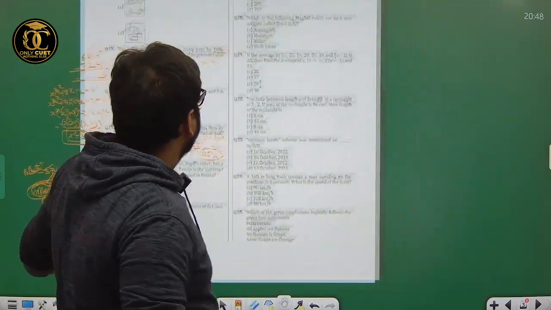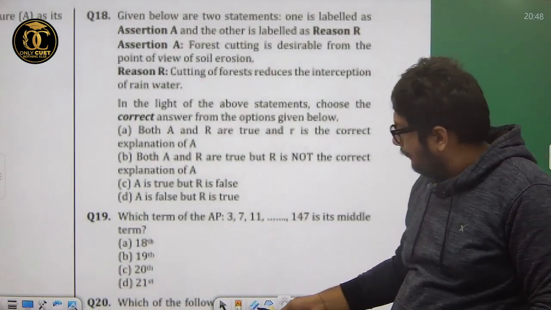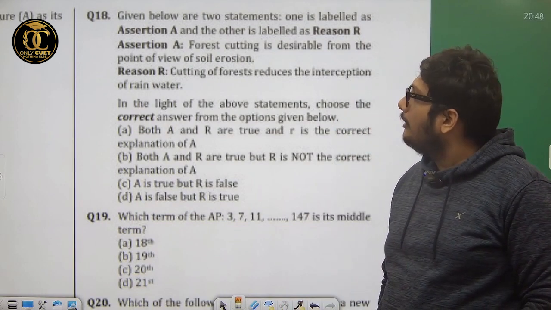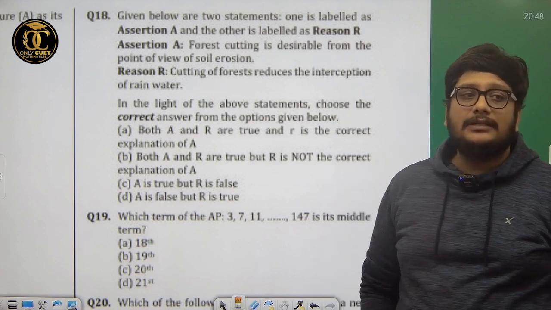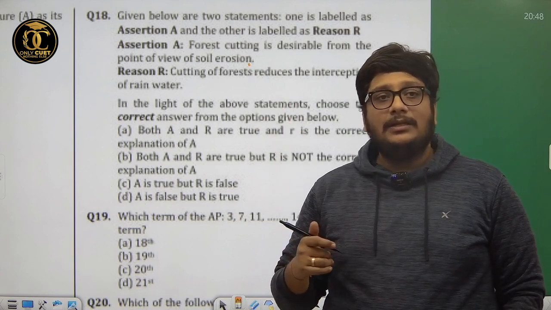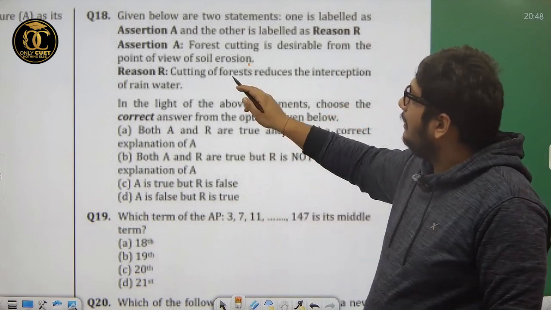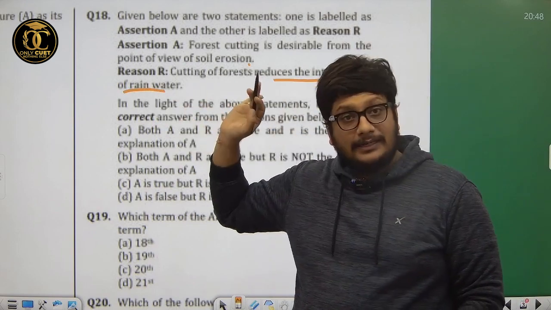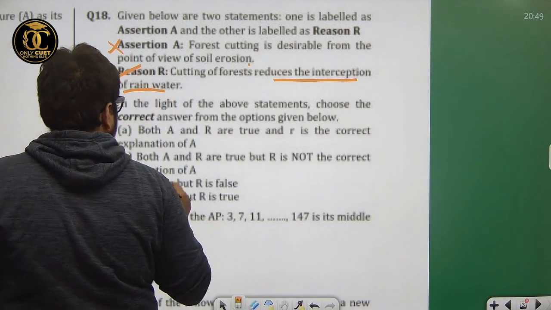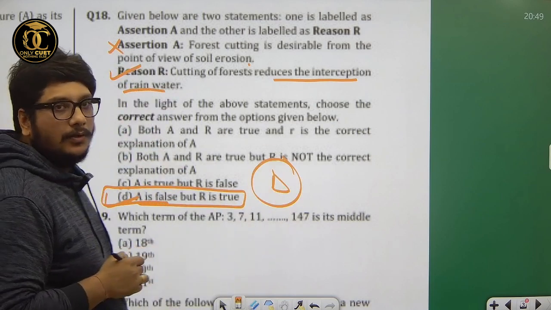Look at the next one. Question talks about reason and assertion. Assertion has been given: forest cutting is desirable from the point of view of soil erosion. See, this is a very absurd statement because forest cutting is not desirable from the point of soil erosion, because forest cutting actually increases soil erosion, which is not a good thing. And reason: cutting of forest reduces the interception of rainwater. That is correct. This statement is very much correct. So that means this statement is correct. This is incorrect. So option D is false, but R is true. So option D is the correct answer. What is the correct answer?